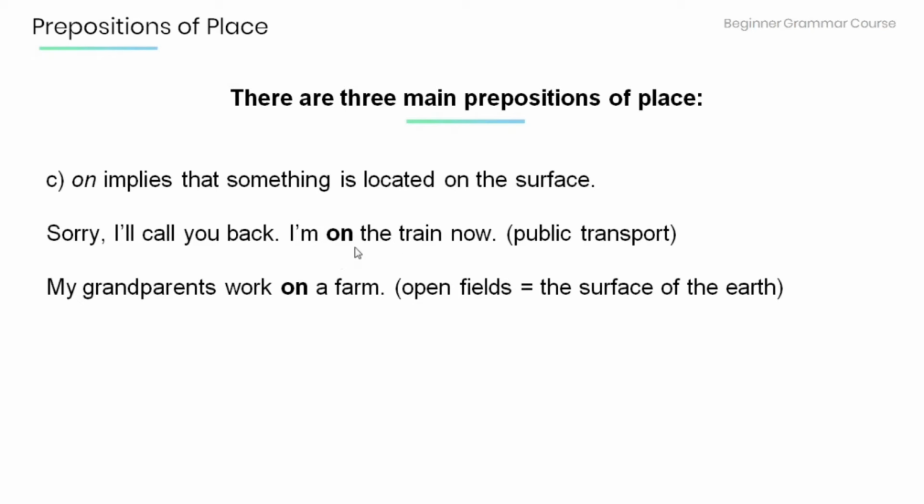Again, the preposition of place on implies where I'm located. Public transport. My grandparents work on a farm. The preposition of place on in this sentence implies where my grandparents are located, which is on an open field, the surface of the earth.